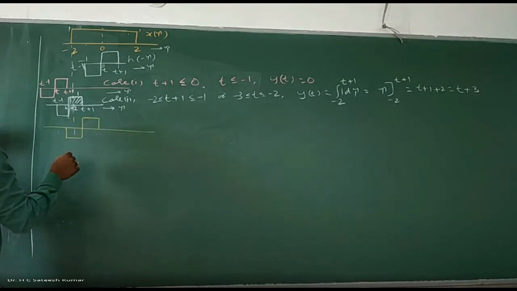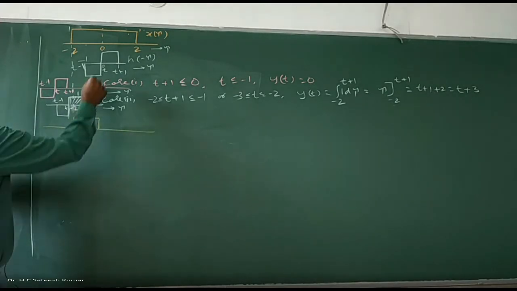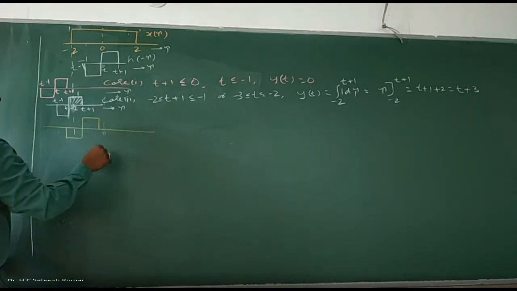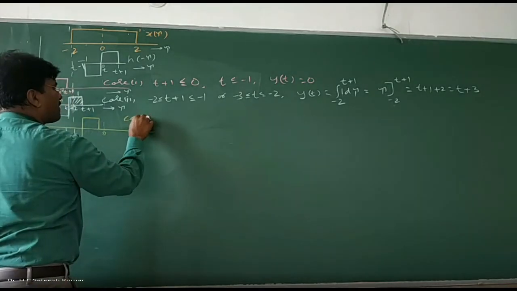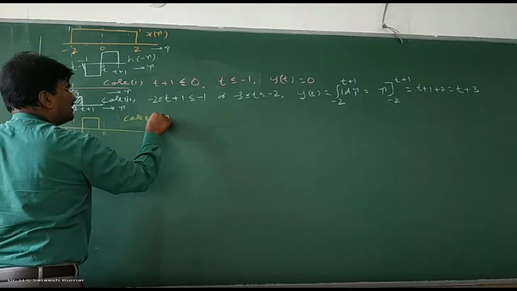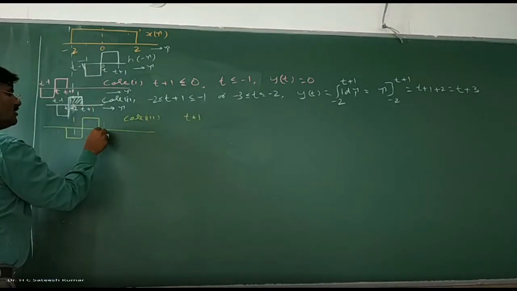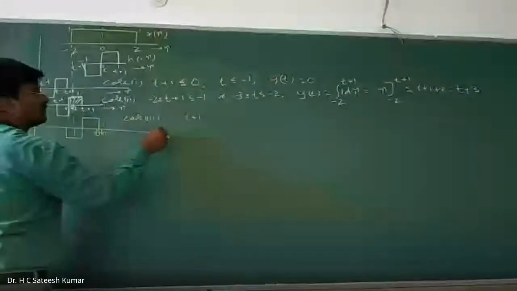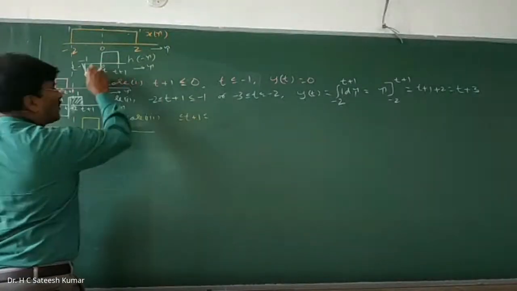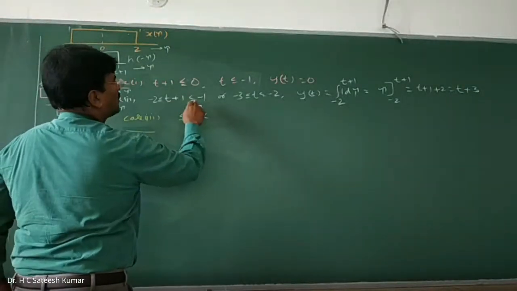Okay, right. One more unit we should move. So therefore, what is that? You can write it. So case 3. Case 3 is t plus 1. T plus 1 lies between. Already we have moved up to what? Already we have moved up to minus 1.